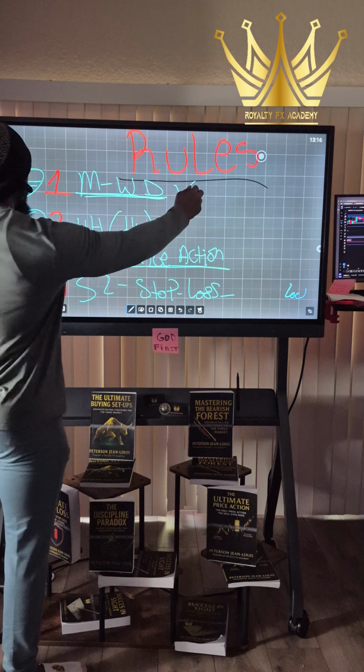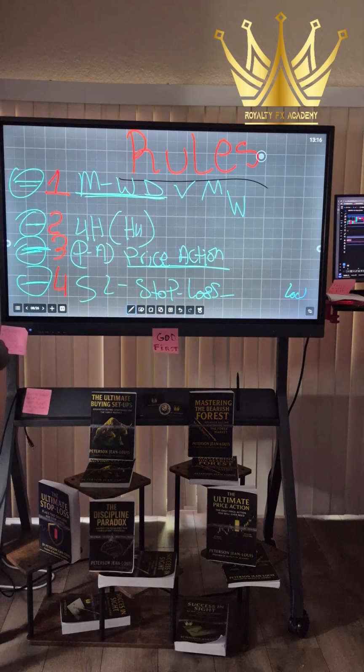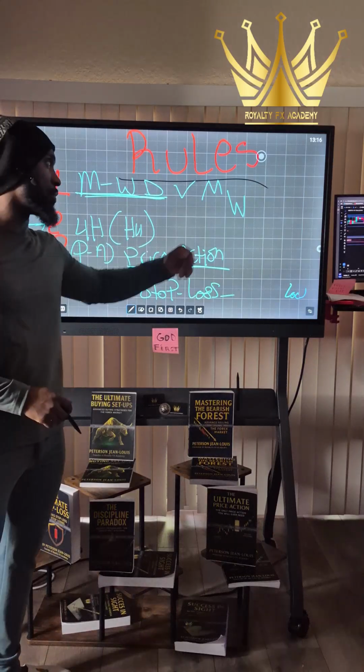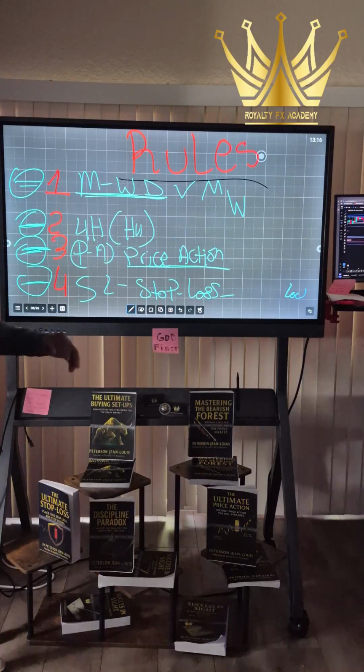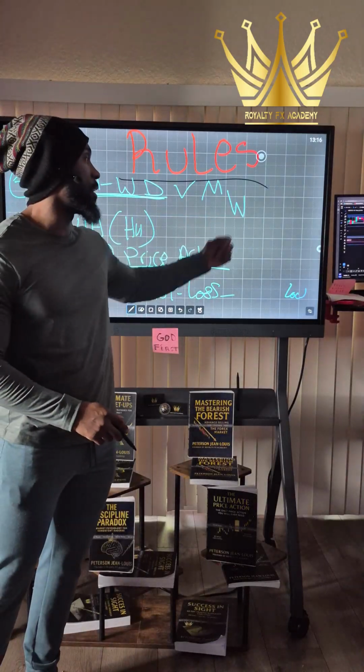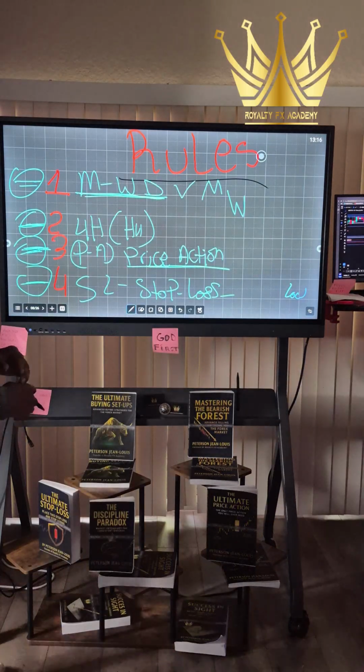So whatever the setup may be, double top or a double bottom or a break and retest, once you place your zone accordingly, you just drop down to the 4-hour time frame. So it's going to be the same double top or the same double bottom in the 4-hour time frame, and then you just simply wait for your price action.